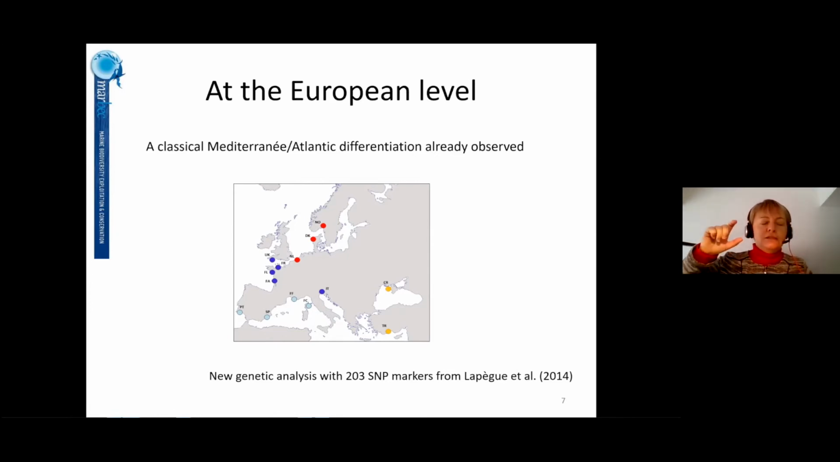SNPs mean differences of one base pair in the oyster's genome. So we have 200 of these differences. We sampled oysters, or we received samples from colleagues, from Norway to the North Sea, Atlantic area, Western Mediterranean area, Eastern Mediterranean, and Black Sea.